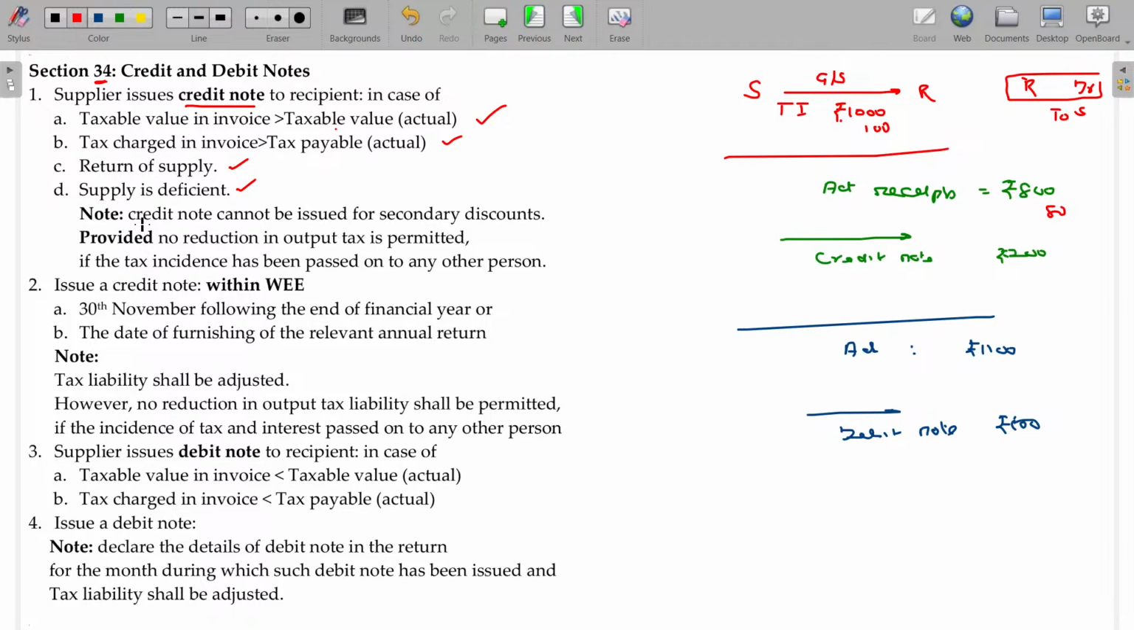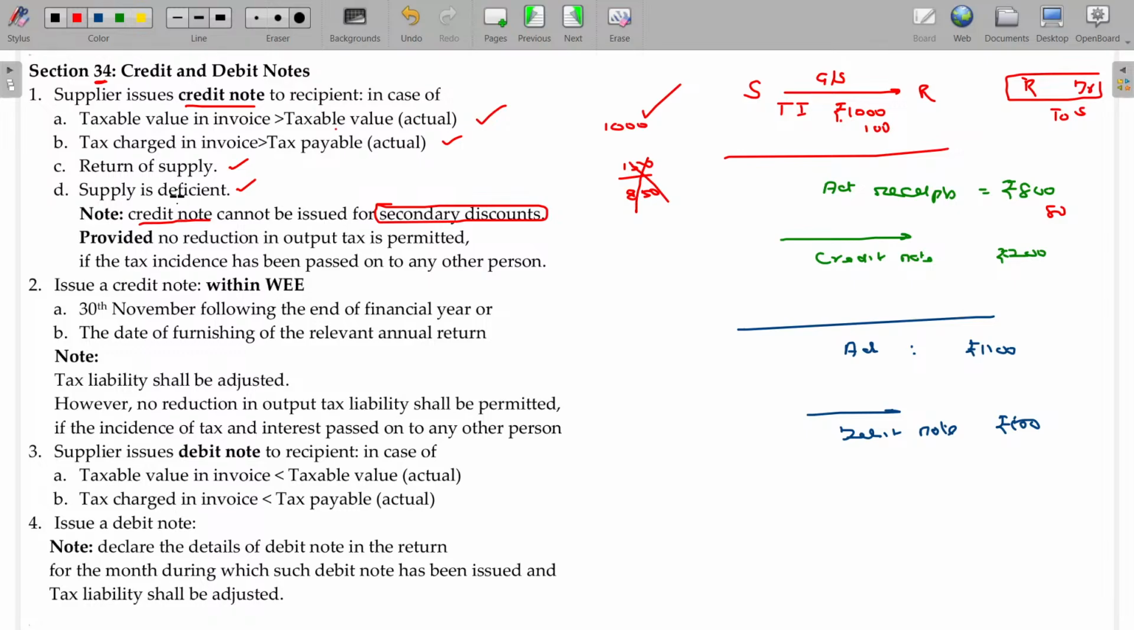Credit note cannot be issued for secondary discount. For the secondary discount, you cannot subtract from the value, right? So the original tax invoice being 1000 and a secondary discount is given, say 150 rupees, asking the recipient to pay only 850. Secondary discount means it's an ad hoc discount, and voluntarily the supplier gives this discount after some quantity sales based on some achievements and all, but not applicable or shown in the tax invoice. That is called secondary discount. That secondary discount will not be subtracted. You have to pay the GST on 1000 only. For this, you cannot issue the credit note.